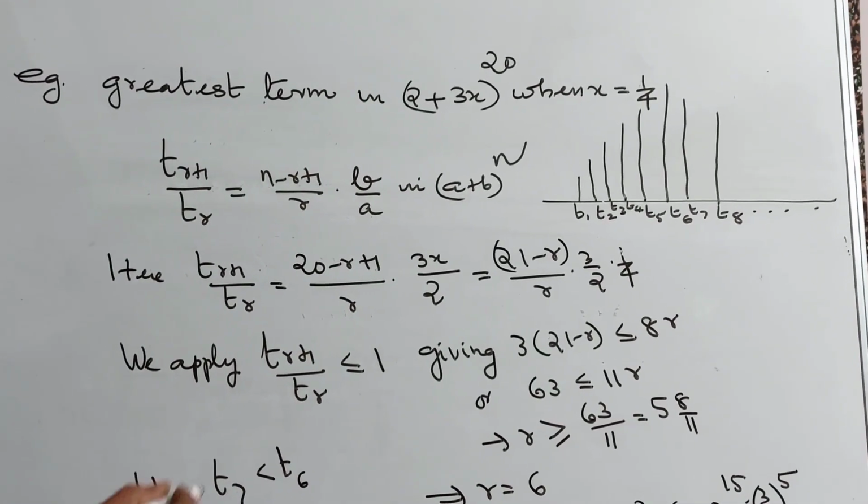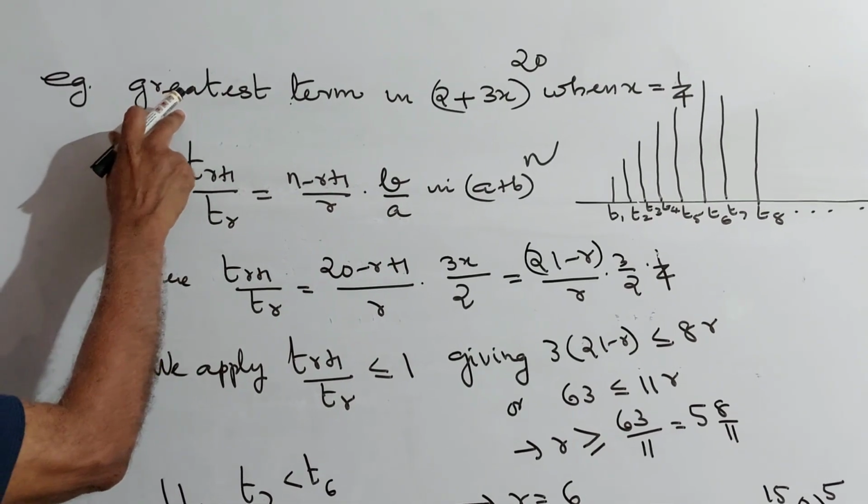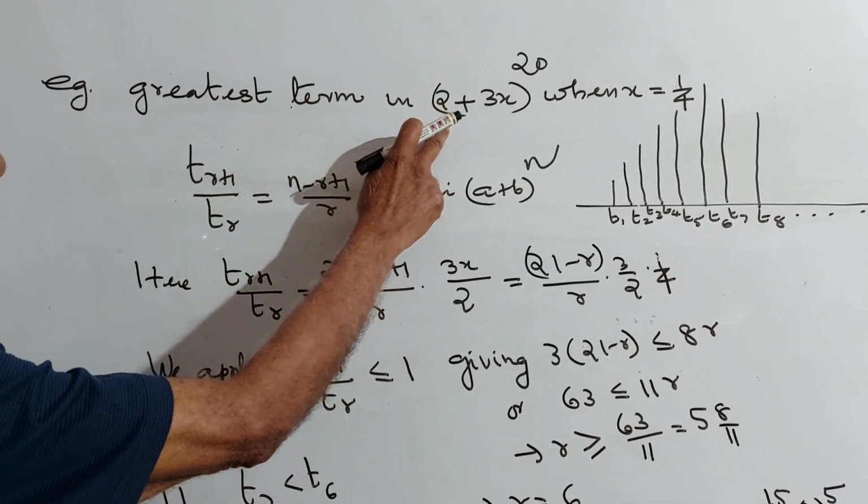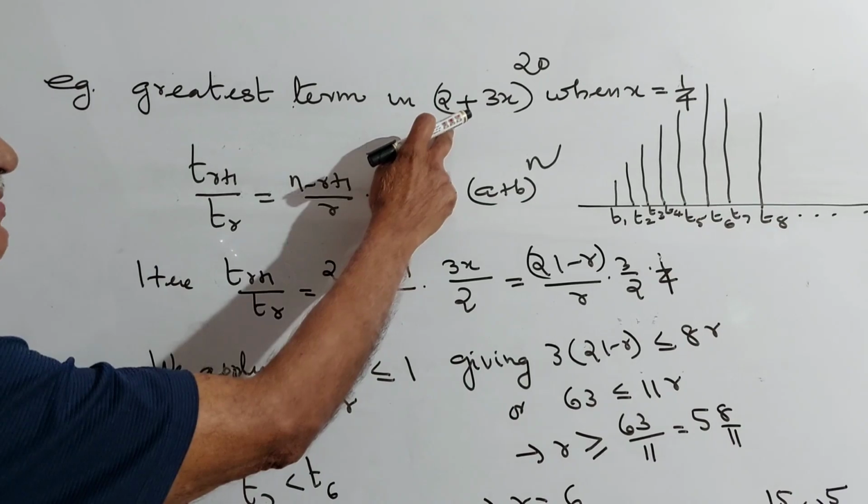We consider an example. The greatest term in (2 plus 3x) the whole raised to 20, when x is 1 by 4.